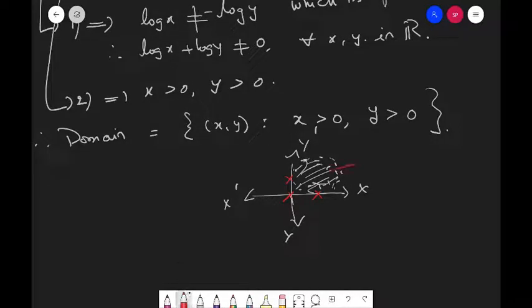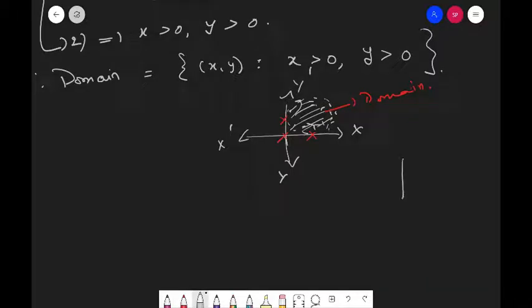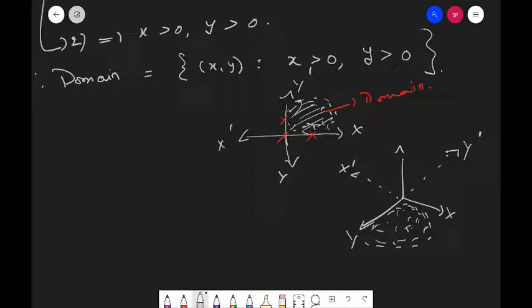So this is the domain for the function. The same thing you can view in 3 dimensions. I can say in 3D, this is the xy plane, and in the xy plane I can see this is the negative x-axis, negative y-axis. Then where are both positive? This is the region where both x and y are positive, infinitely it will go. This will be the domain.